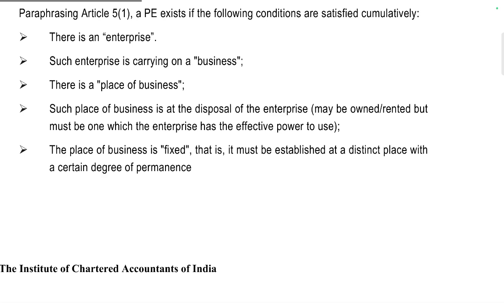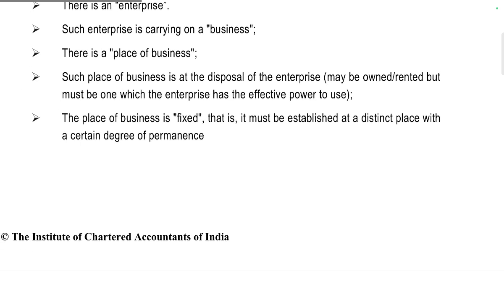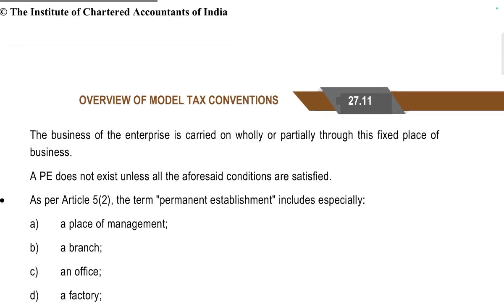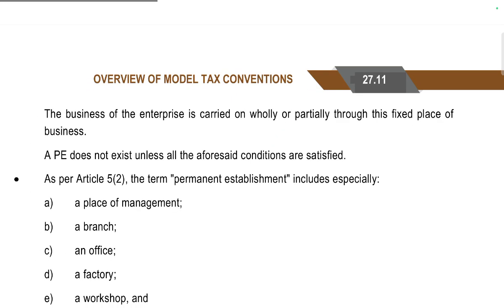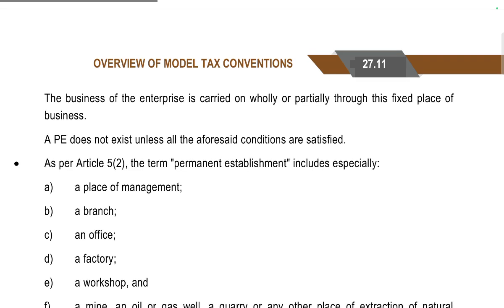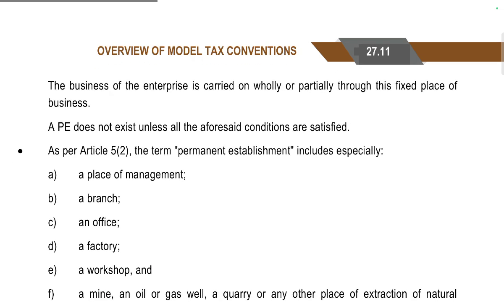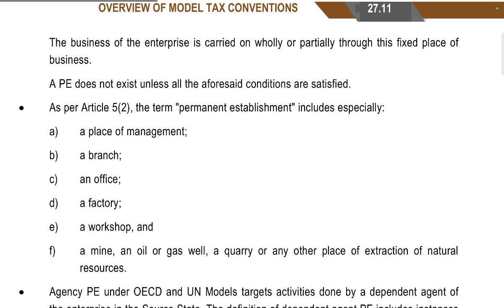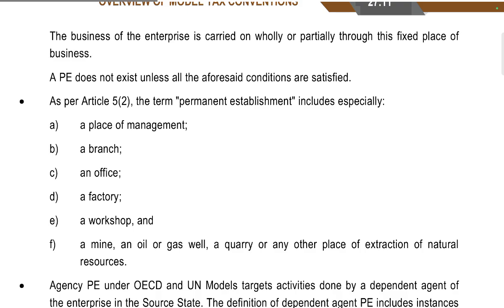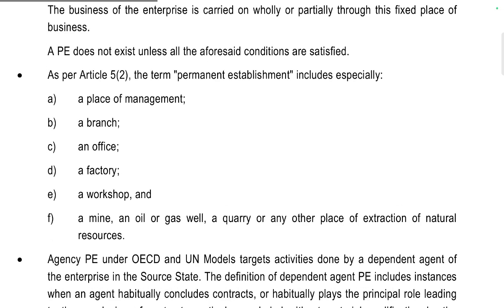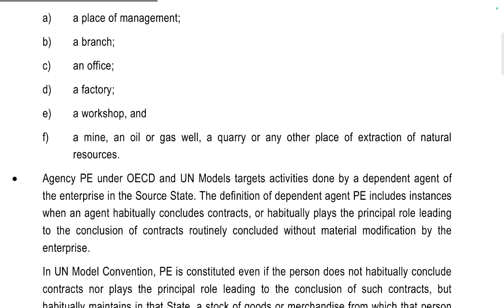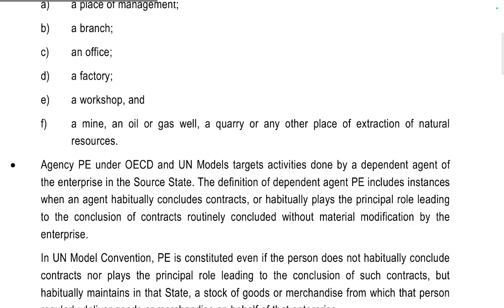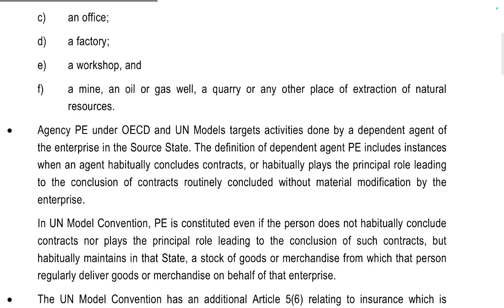Place of business is fixed and it is established on distinct places with a certain degree of permanence. The business of the enterprise is carried out wholly or partially through a fixed place of business. A permanent establishment does not exist unless all the aforesaid conditions are satisfied. In Article 5, permanent establishment includes a place of management, a branch, an office, a factory, a workshop, a mine, an oil or gas well, or quarry, or any other place of extraction of natural resources.